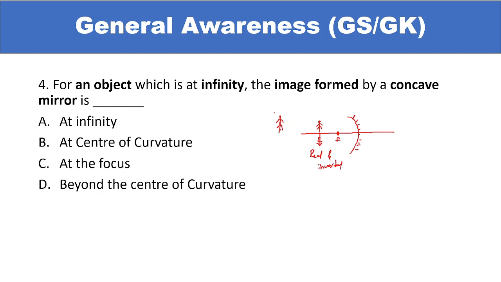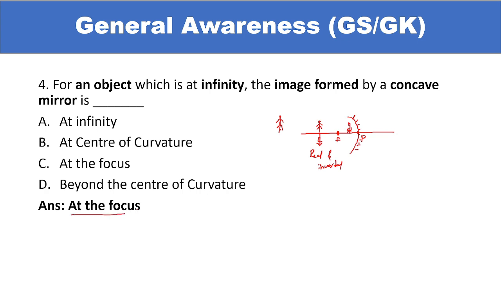Here, if the object is at infinity, what is the size? It is highly diminished. If the object is at the center, the height of the image and the object is the same. Remember, this is also very important. And if the object is placed between the pole and the focus, you will get the image on the other side of the mirror. Is this clear? So for an object which is at infinity, the image formed by the concave mirror is at the focus.